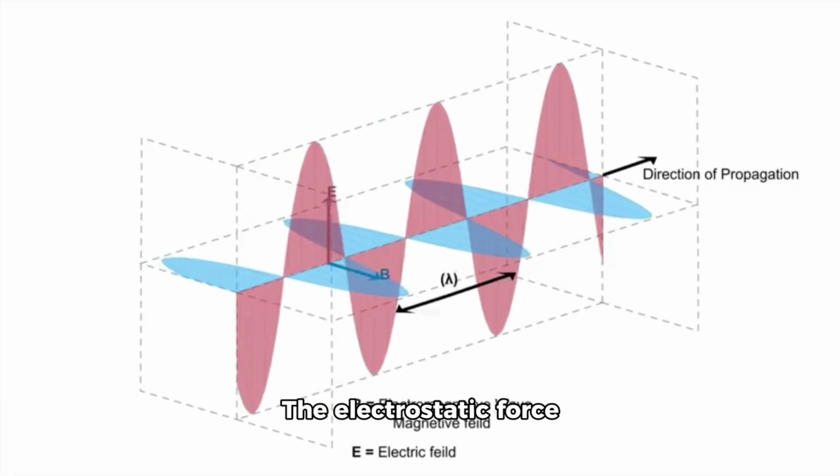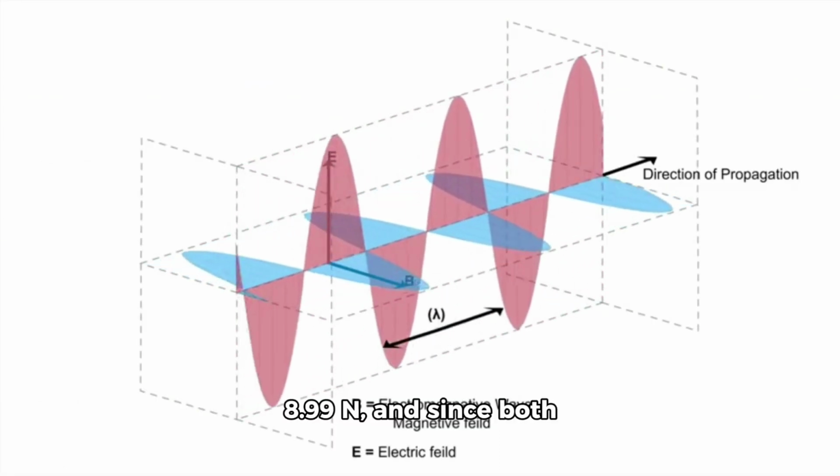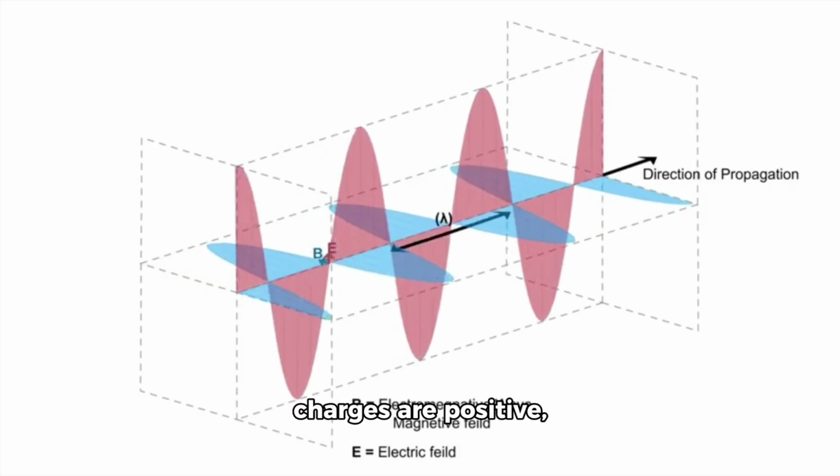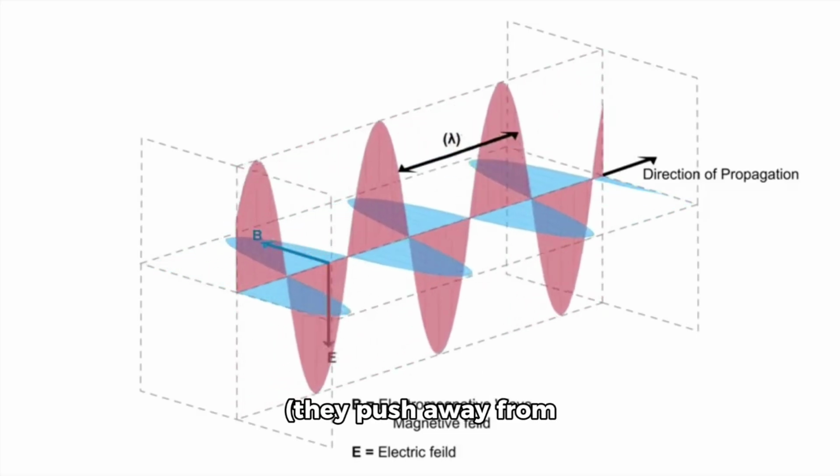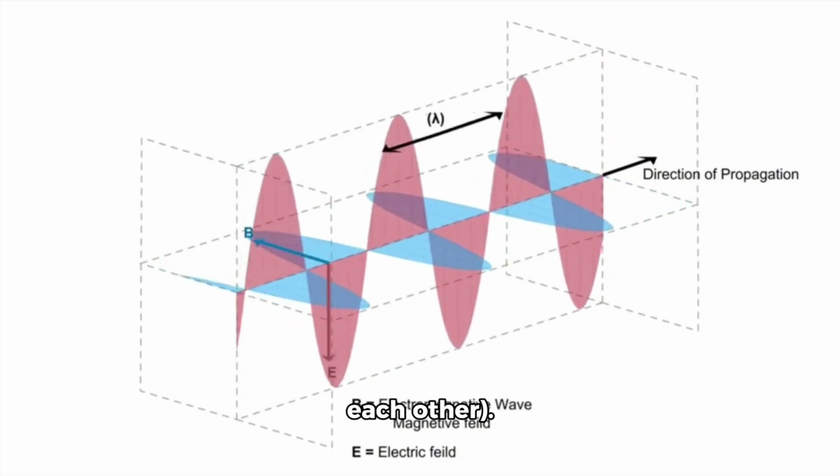Answer. The electrostatic force between the charges is 8.99 N, and since both charges are positive, the force is repulsive, they push away from each other.